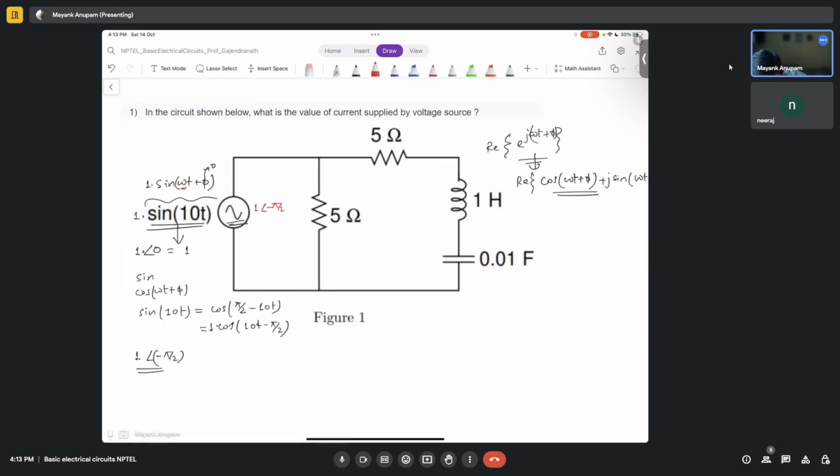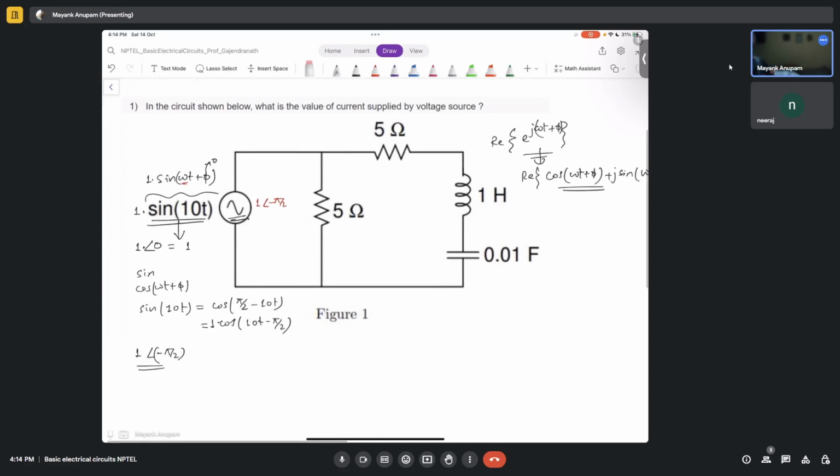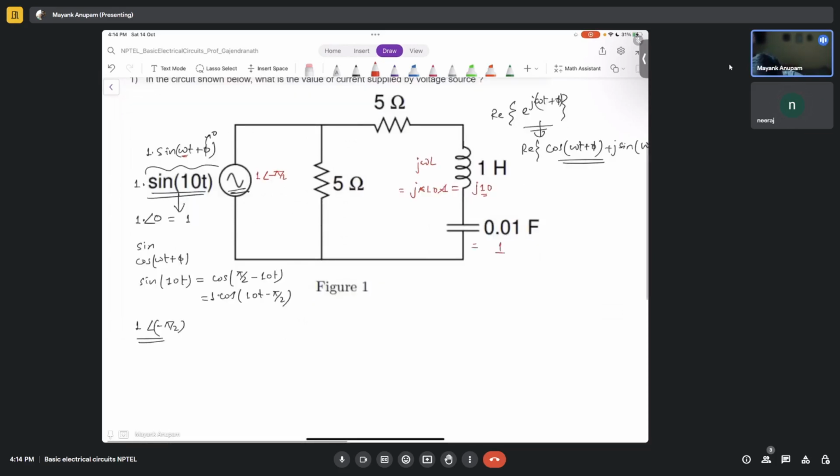Now tell me, since we have the value of omega here, I can find the phasor impedance of this 1 Henry inductor. This will be j omega L, so j times 10 times 1, that will be j10. Similarly, the capacitor will be 1 over j omega C, which is 1 over j times 10 times 0.01, 1 over j times 0.1, so it will be minus 10j. The resistors remain the same because there is no frequency dependence in resistors.